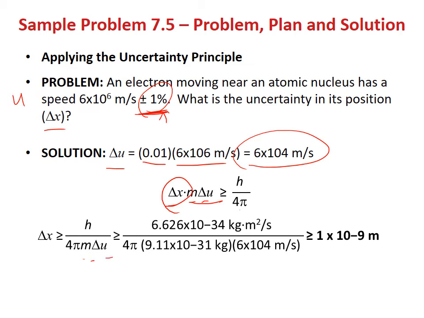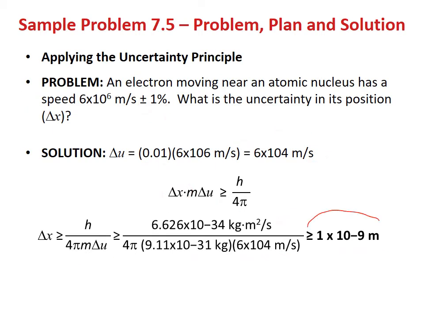Plugging everything in, the Planck constant, 4 pi, mass, and delta u, that gives you 10 to the negative 9th power meter. So that's the uncertainty in position. Although this delta x is a small number, it is actually 10 times greater than the diameter of a whole atom, and therefore we have no idea where the electron is inside an atom.